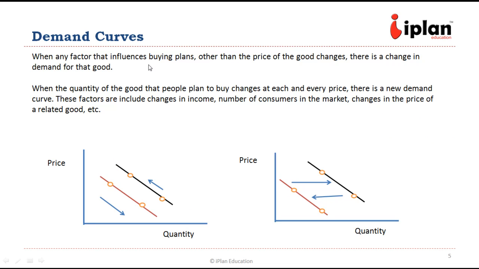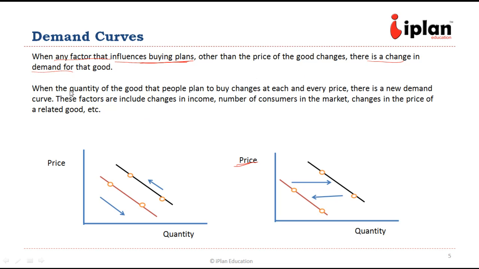There could be two reasons of demand changing. When the price of the product is changing and it is changing the demand, then we are moving on the demand curve. That is, quantity demanded is changing due to price, but the demand curve is the same. But if there are other factors which are influencing the buying plans of the consumer, in that case the demand curve itself changes.